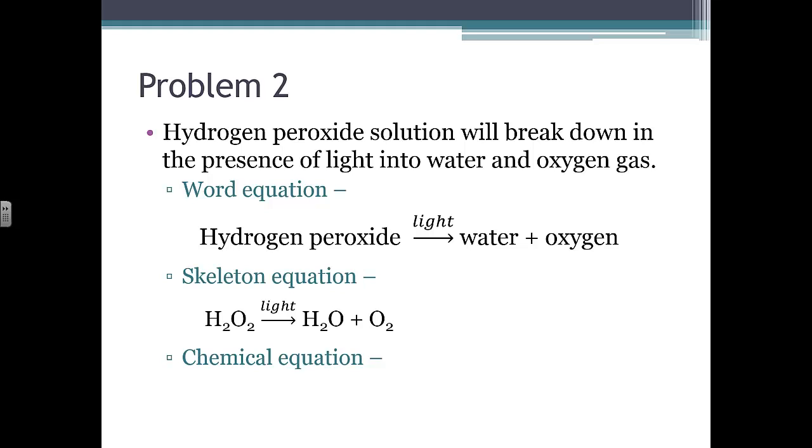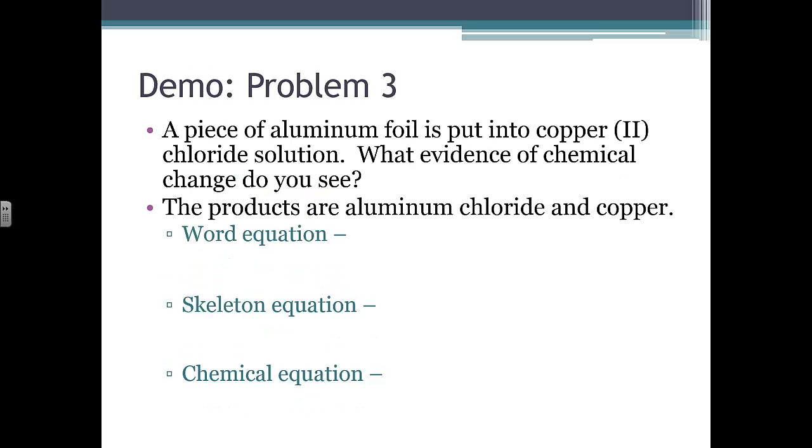Now, when it said hydrogen peroxide is in solution, a hydrogen peroxide solution, that means hydrogen peroxide is dissolved in water, so it's aqueous. And water, of course, would be liquid, and oxygen says it's a gas. So our chemical equation would look like this. We'll do this demo in class and work on this problem together as a class.